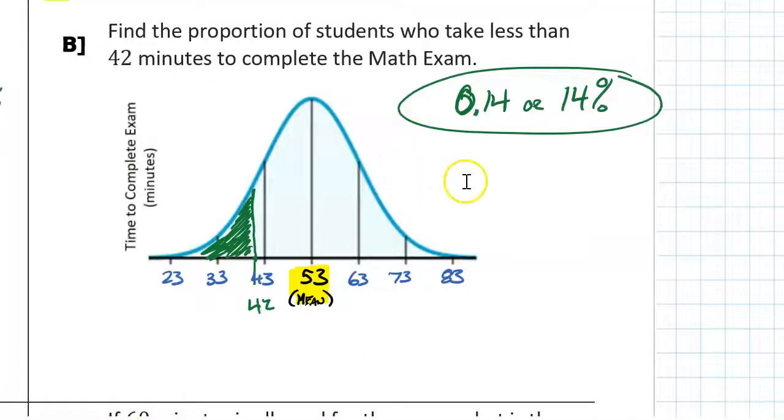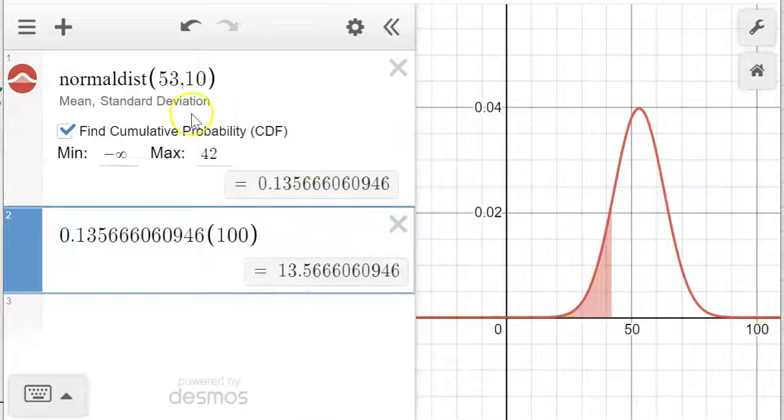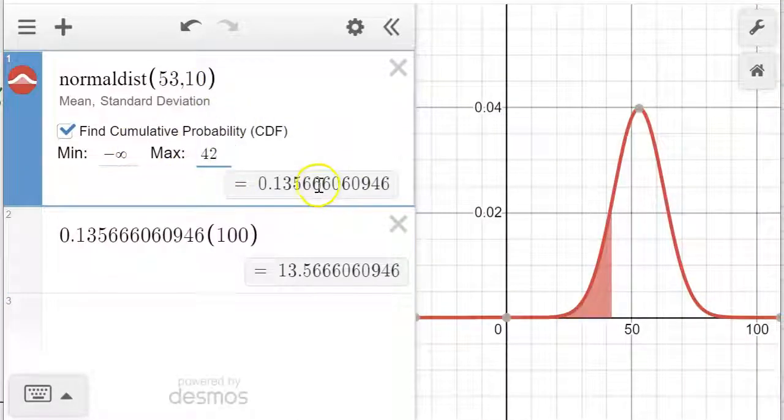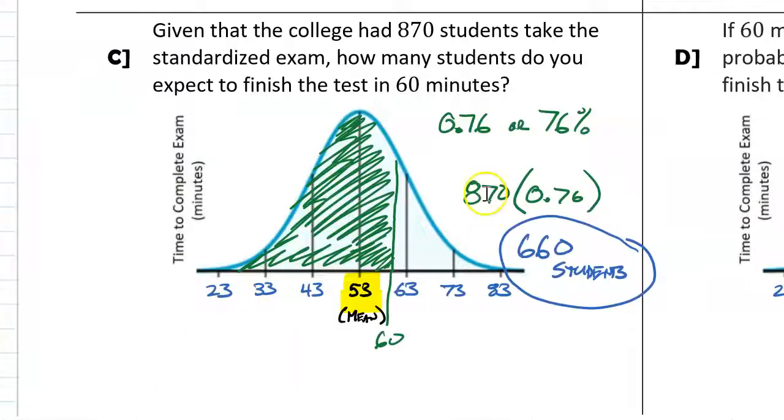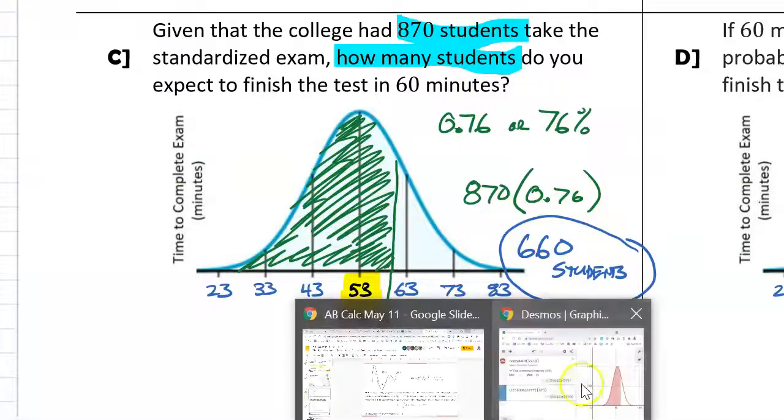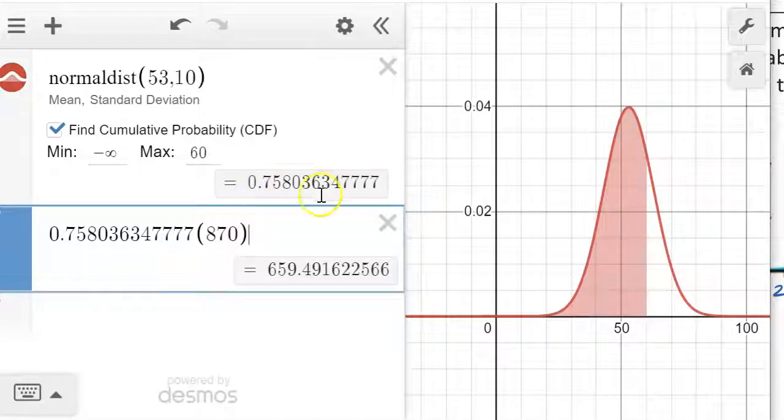In B, we get an answer of 0.14 or 14% since we're less than 42. We also see that plugging that in, we're going to go from negative infinity to 42, gives us our decimal. Notice we rounded up in this particular case. In part C, we're looking for 60 minutes or less, so that gives us 0.76 or 76%. But here again, I wanted to know how many students, so we need to go ahead and take the number of students, 870, and multiply that by our percentage, giving us 660 students, which we see, here's my percentage, multiply it out, and we get 660 students going through there.